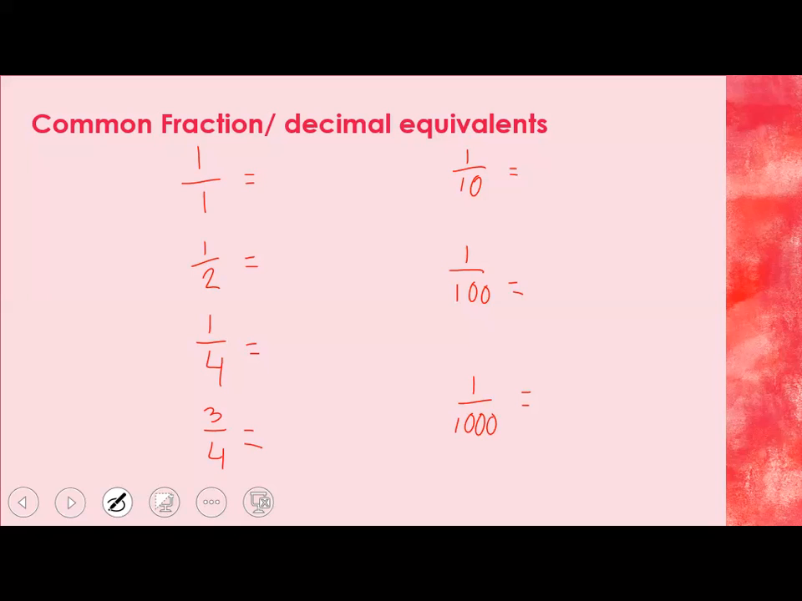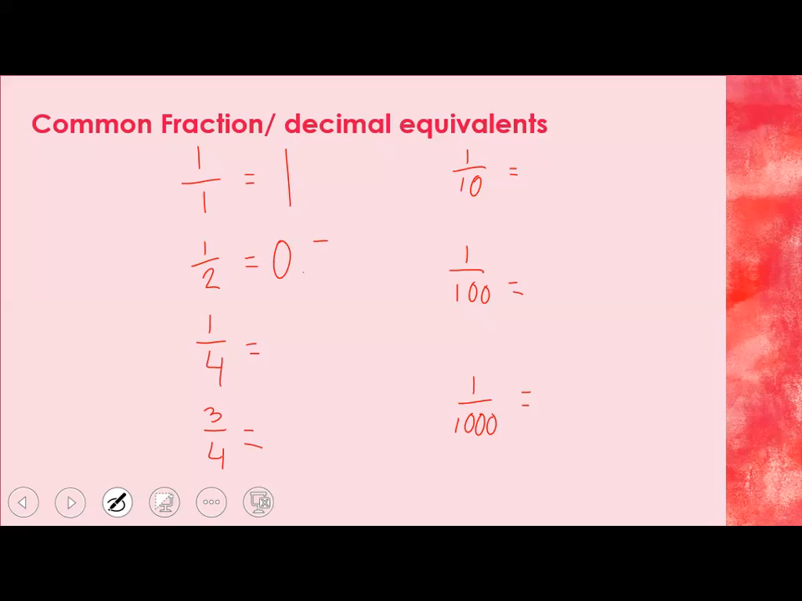Welcome back. If you are able to identify the following. 1 over 1 is equivalent to 1. Anytime the numerator and denominator are the same, it is equal to 1. 2 halves, 3/3, 4/4, 5/5, 6/6 is always equal to 1.